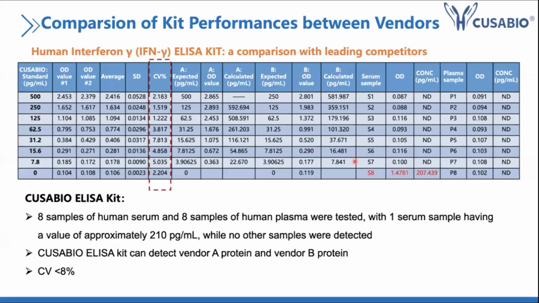So to summarize, for the CUSABIO kit, the CV is less than 8%, and the CUSABIO kit is able to detect the standard protein from vendor A and the standard protein from vendor B. And for the samples that we prepared, only in one serum sample did we get a concentration, approximately 210 picogram per ml. For the other samples, we don't detect anything.